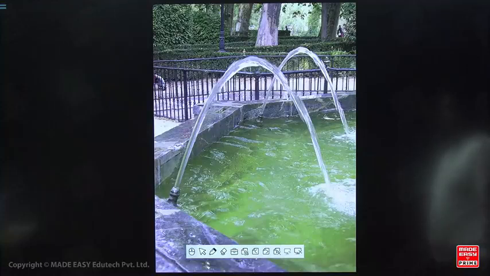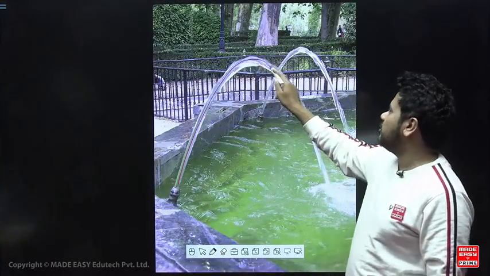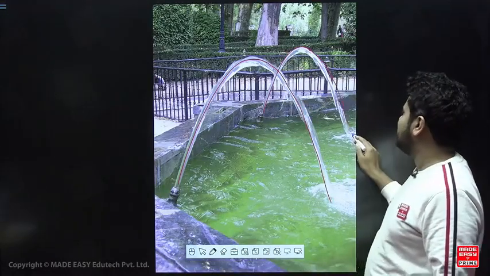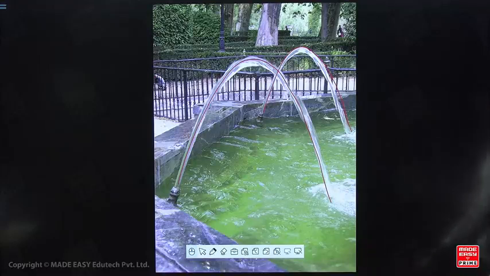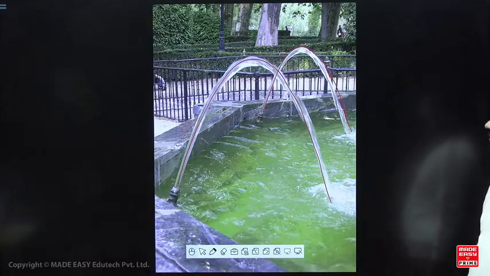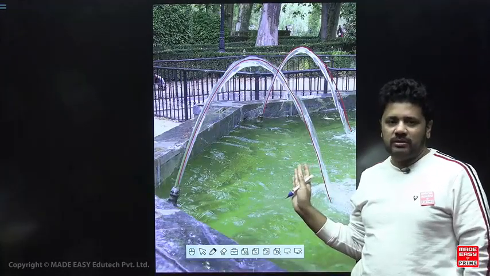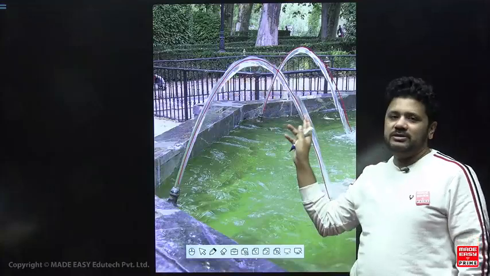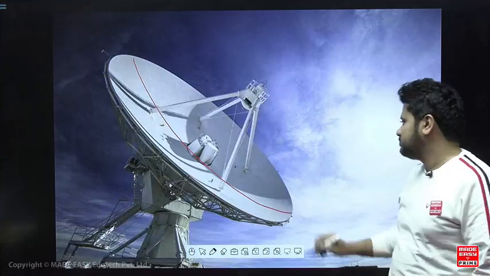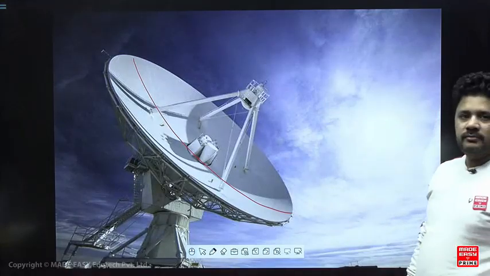See here, you can see this is the water coming out. So this is the trajectory of the object, or the trajectory of the water particle under gravity. This is your parabola, right? So this curve is your parabolic curve. Clear? Fine. So this is called the trajectory of the object. Here the object is nothing but the water particles. So the trajectory of the water particle is your parabola. This is your dish antenna. This is your parabolic dish antenna. Correct?